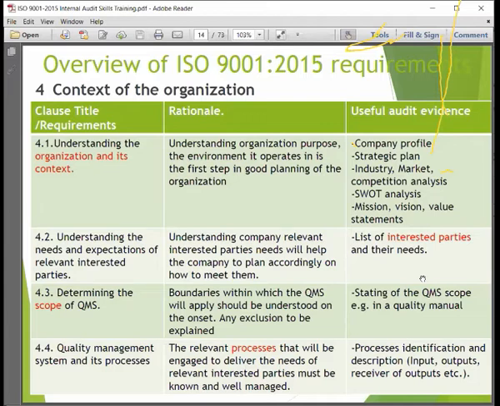Then there is 4.2, understanding the needs and expectations of relevant interested parties. The standard, ISO 9001, requires you to understand the needs and expectations of relevant interested parties. So you define who your interested parties are and what their needs and expectations are, because that is a starting point. You're building on how to fulfill these requirements.